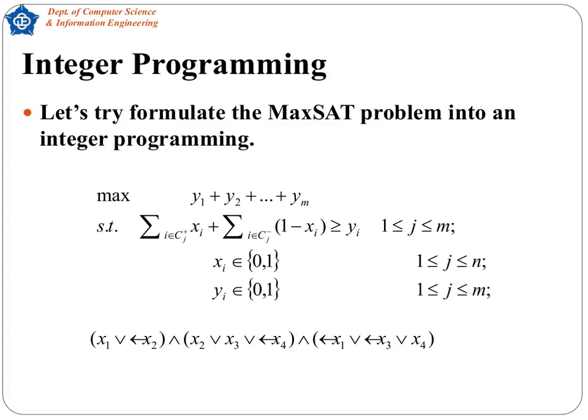As a concrete example, consider our three-clause formula: x1 or not x2, and x2 or x3 or not x4, and not x1 or not x3 or x4. Each of these clauses gives rise to one sum-of-literals greater than or equal to yj constraint. Solving the resulting integer program then yields an assignment that maximizes the number of clauses we can satisfy.